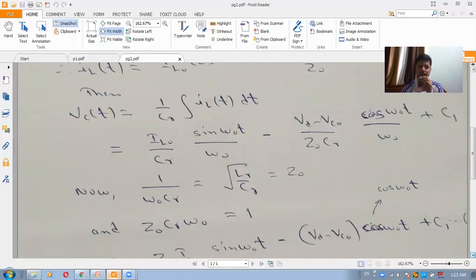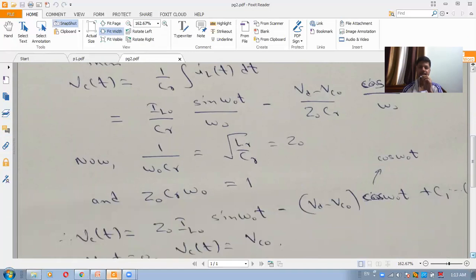Now 1 upon omega 0 CR, if we calculate this, comes out to be under root of LR by CR, that is equal to Z0. So this term 1 upon omega 0 CR becomes equal to Z0, and Z0 CR omega 0, if you calculate it, turns out to be equal to 1. If you substitute this, Vc of t becomes equal to Z0 IL0 sine omega 0 t minus (Vd minus Vc0) cos omega 0 t plus C1.